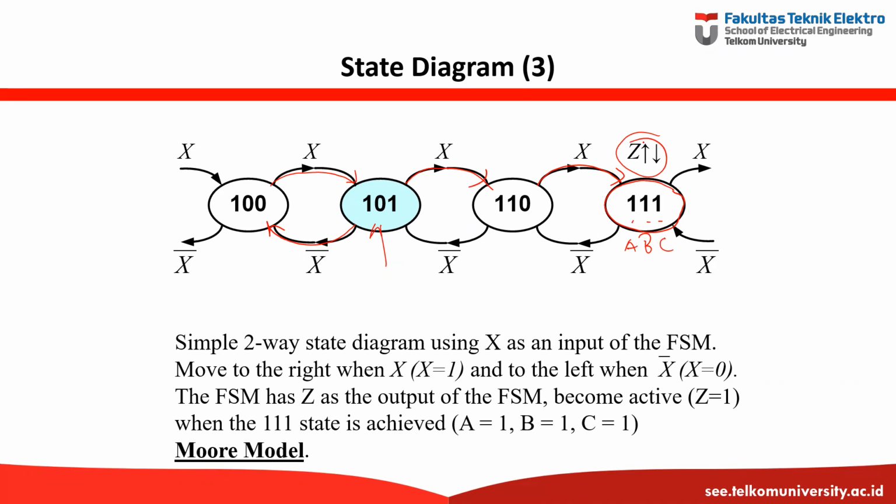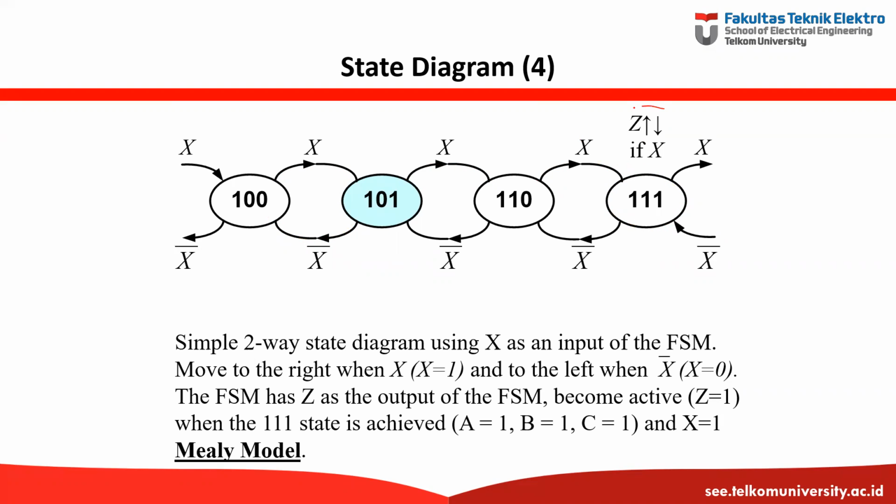For the Mealy model, the output will depend on the value of the input. So it will become something like this. Z is active if X. Okay. So, for example, we are here. 1, 0, 1. Clock. X is 1. Okay. We move here, 1, 1, 0. Clock. We move here because X is 1. 1, 1, 1. Z is active. What is the value of X? X is 1. Okay, Z is active now. However, if X is 0, then the output will not be active.